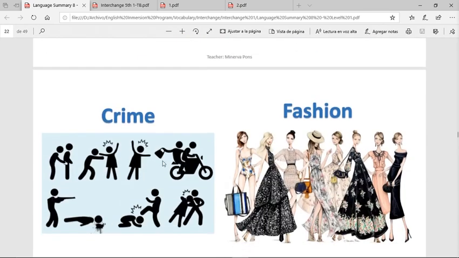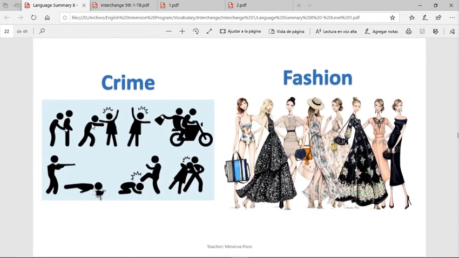Okay, some other words. Crime. Crime is when you do something illegal, like robbing another person. Well, stealing in this case, robbing another person, killing somebody, damaging. Oh my God, this is awful. Oh, what a combination of words. Crime and fashion. These people are feeling so bad here, and then they're like, oh, so fancy.